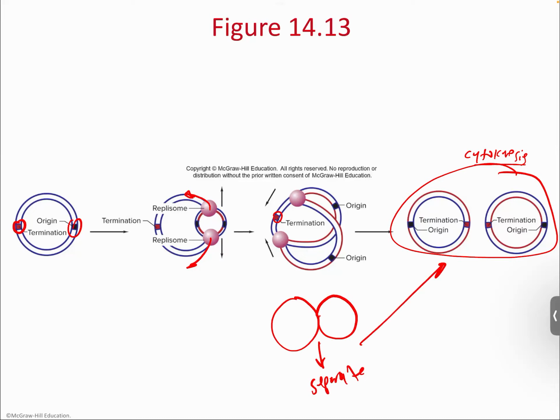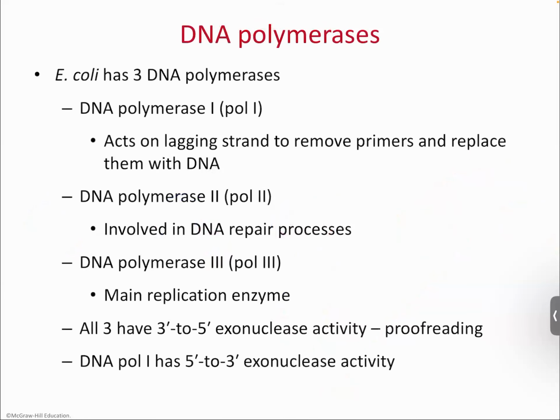But this is basically how replication is understood. You have an origin of replication. In the case of bacteria, you've got a termination point as well. Turns out you don't have a termination point in eukaryotes. That's for a different reason. We'll talk about that a little bit later.